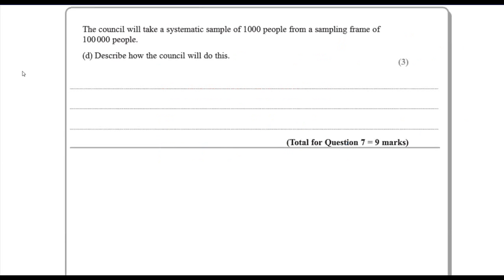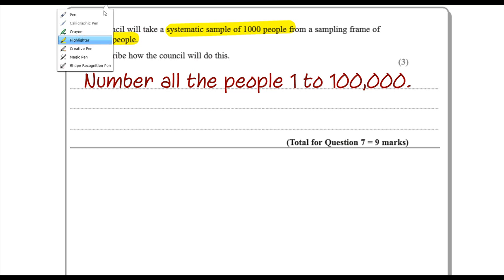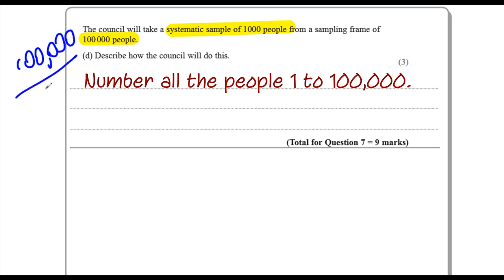Next part. The council would take a systematic sample of 1,000 people from a sampling frame of 100,000 people. Describe how the council will do this. Okay, so first of all, let's think how many they're going to count. So if you imagine all 100,000 people in a list, first thing we're going to have to do is number all the people 1 to 100,000. Okay, so each person is associated with a number. Now we have to figure out how many people we're picking. So we're going to pick a selection, and we're going to do it at regular intervals. So if there's 100,000 and we want to pick 1,000, we're going to do 100,000 divided by 1,000, which should give us 100.